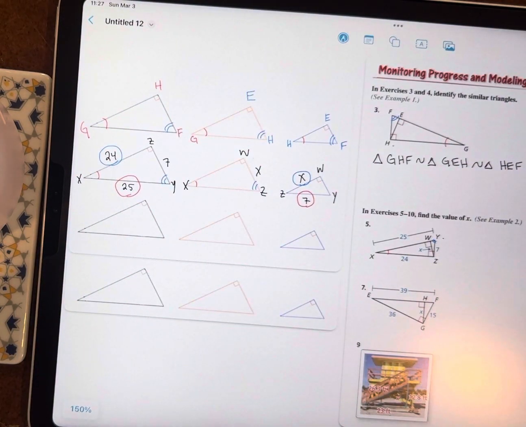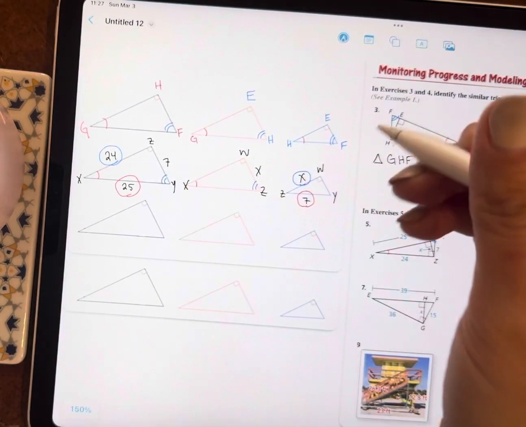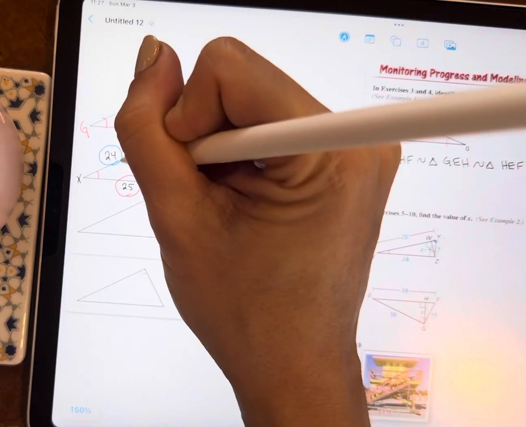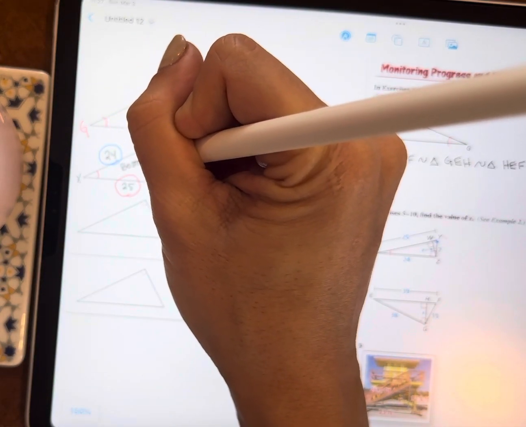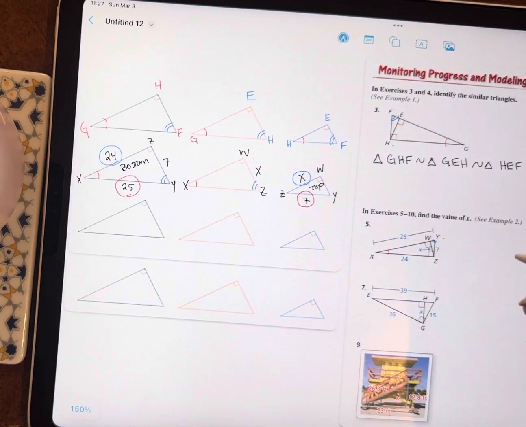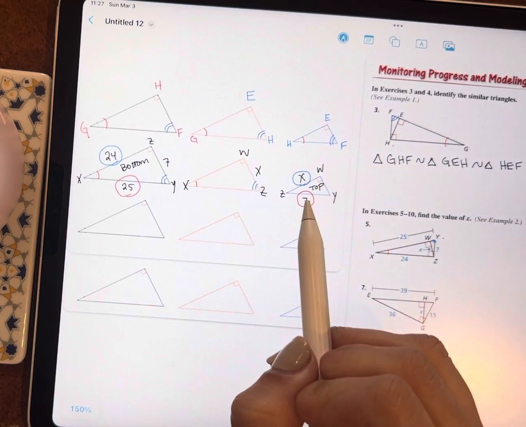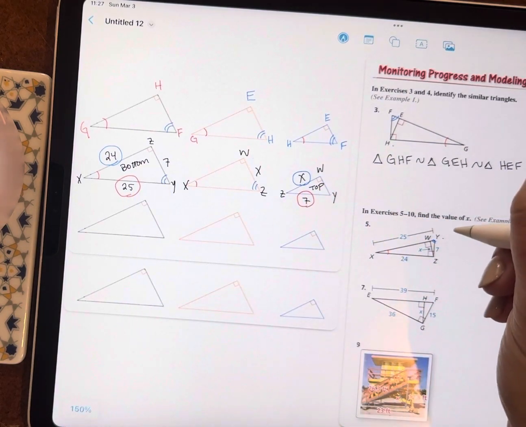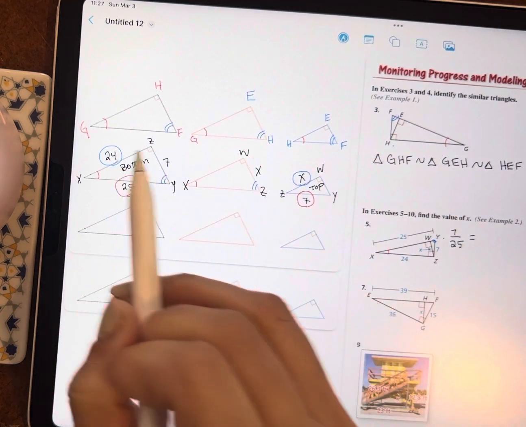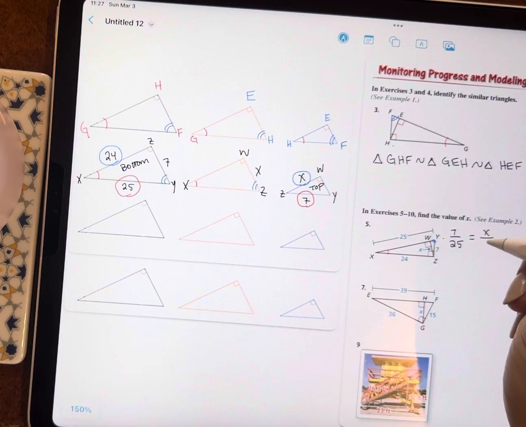Now, same rules as last chapter apply. I don't want to mix this up. I have to choose one of these to be the top, one to be the bottom. You choose however way you'd like. I'm going to make that the top and this the bottom. Which means that for this problem number 5, I am going to get 7 over 25 equals x over 24. And now I can cross multiply this and solve.